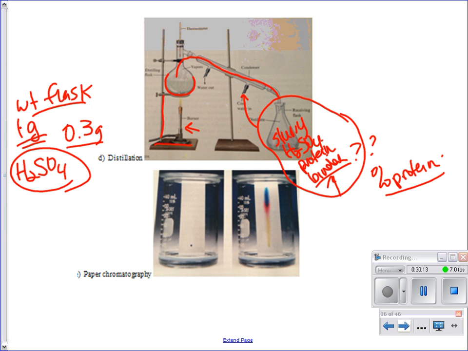All right, so distillation. Now that you know how it works, what is this good for? What types of mixtures? Hetero? Homo? Both.